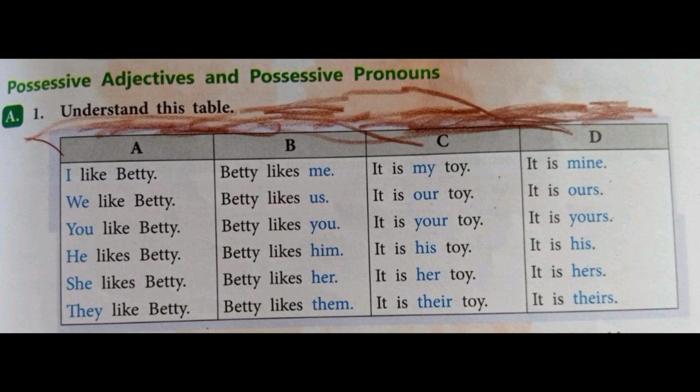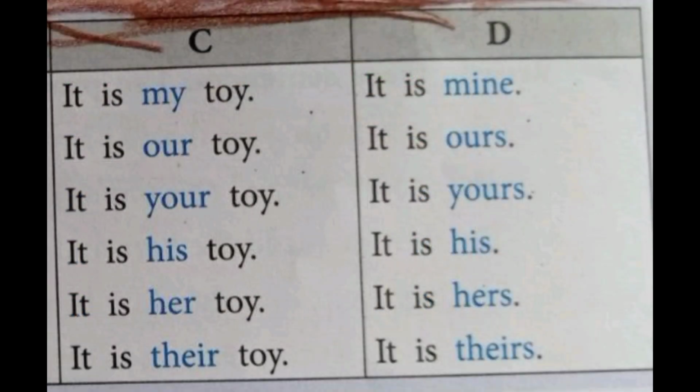Now I am going to zoom in on columns C and D for understanding of the table for possessive adjectives and possessive pronouns. Let's have a look at column C. I'm going to read the statements that are given over here. It is my toy, it is our toy, it is your toy, it is his toy, it is her toy, it is their toy. Similarly, for column D, the given sentences are: It is mine. It is ours. It is yours. It is his. It is hers. It is theirs.